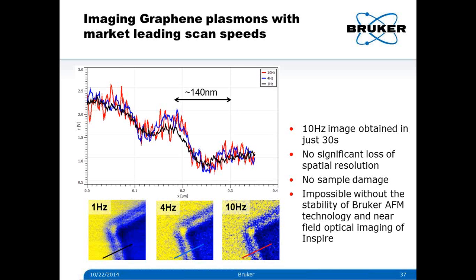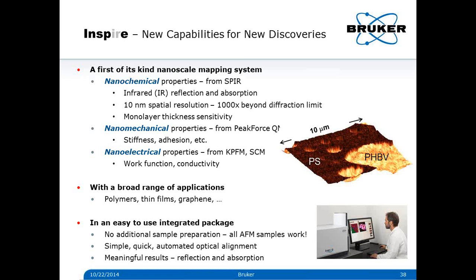So what you get here is a very nice AFM combining all the modes of nanomechanical and nanoelectrical mapping. But at the same time, you get the added value of nanochemical identification, nanochemical imaging from the SPIR technique, which gives you sub-micron down to 10 nanometer spatial resolution. And at the same time, meaningful results. You get reflection and absorption that you can compare with far-field databases, FTIR databases, for example.